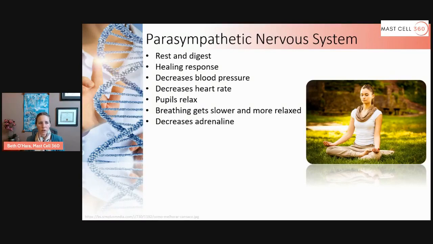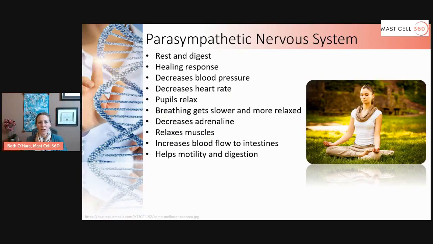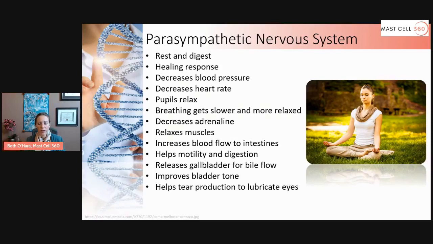Our adrenaline goes down, muscles can relax, we get better blood flow to the intestines, and GI problems greatly improve. It may not be 100% of them, but it's a good percentage of improving them. We get better motility and digestion. The gallbladder can relax. We get better bile flow, and it improves bladder tone. We get better tear production.